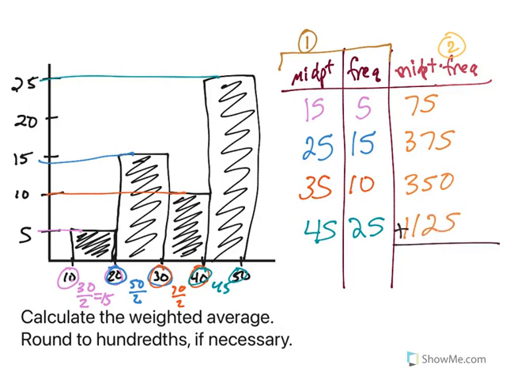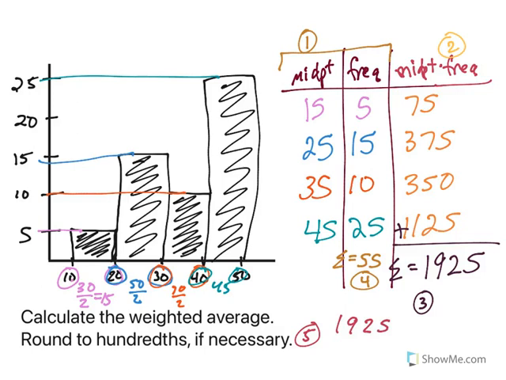So now we add all of these together. Step 3, add these together, and 75 plus 375 plus 350 plus 1125 gives us 1925. Now we want to add up all of the frequency. 5 plus 15 plus 10 plus 25 gives me 55. That's step 4. And then finally, step 5 is to divide the sum of midpoint times frequency, 1925, by the total frequency of 55. And that comes out nicely that our weighted average is 35.